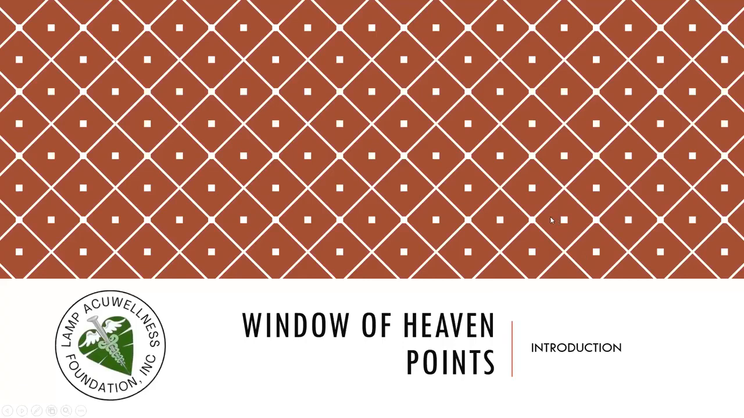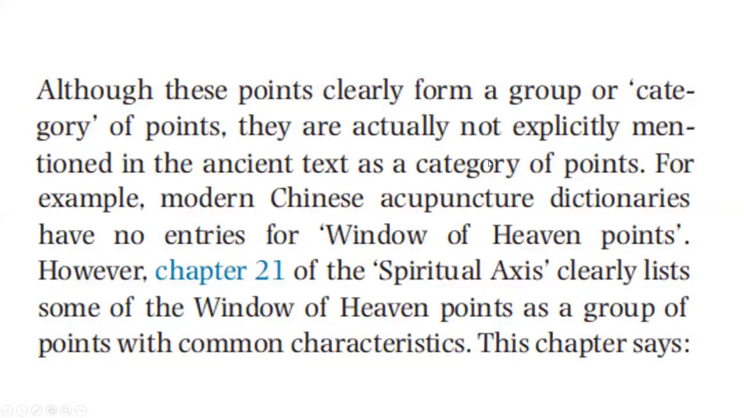Now we discuss the window of heaven points, an introduction. Although these points clearly form a group or category of points, they are actually not explicitly mentioned in the ancient texts as a category of points. For example, modern Chinese acupuncture dictionaries have no entries for window of heaven points.